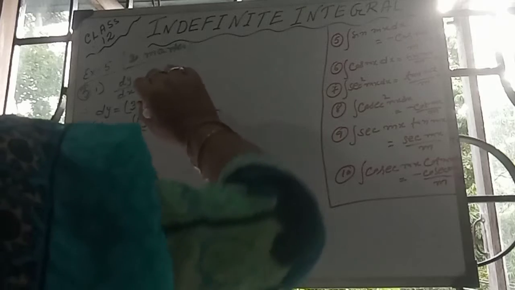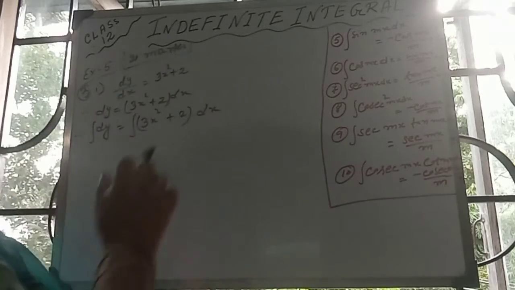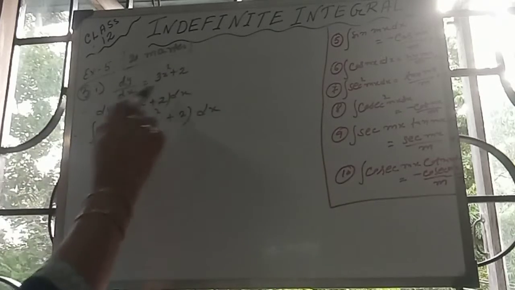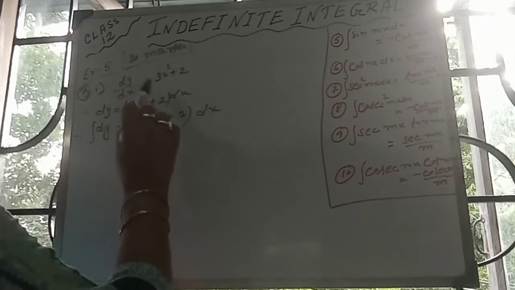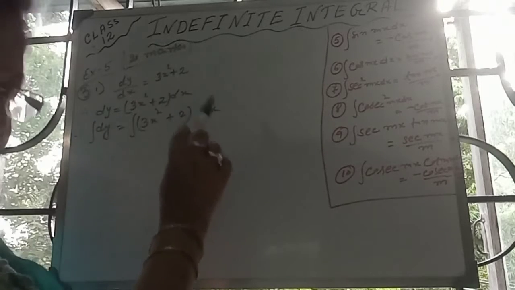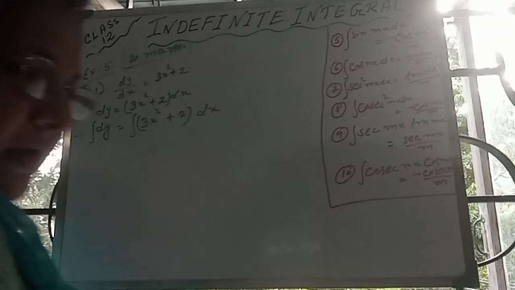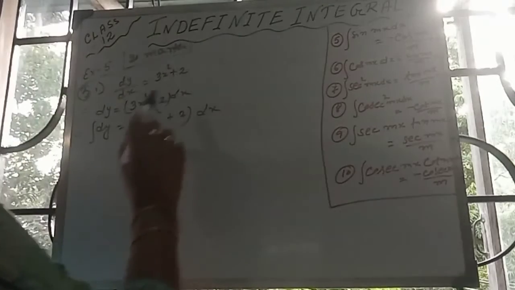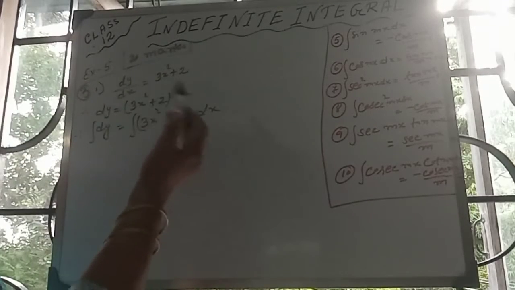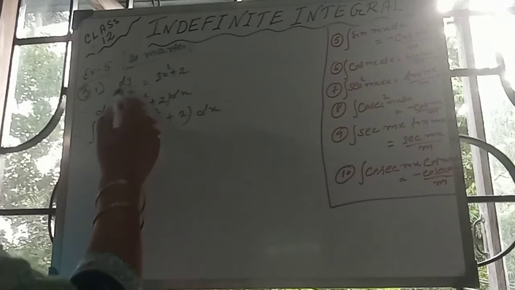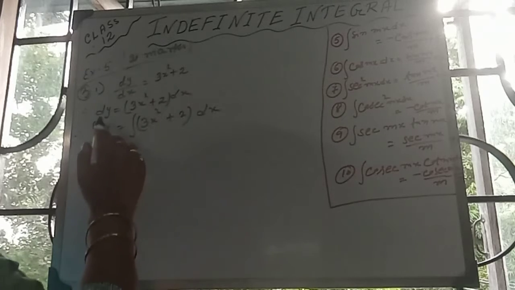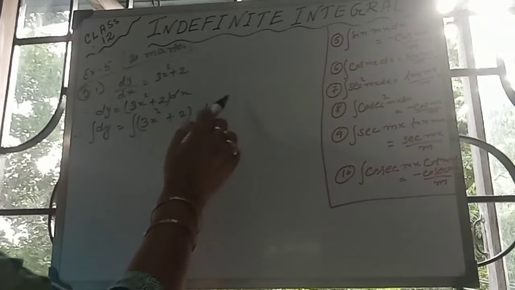Whatever, dy by dx is given to us. We have to find the function; the derivative, the differential part, is given to us. dy by dx is equal to 3x square plus 2. Now we have to find the original function. How to get the original function? So dy equals 3x square plus 2 dx, and integral dy equals integral of 3x square plus 2 dx.